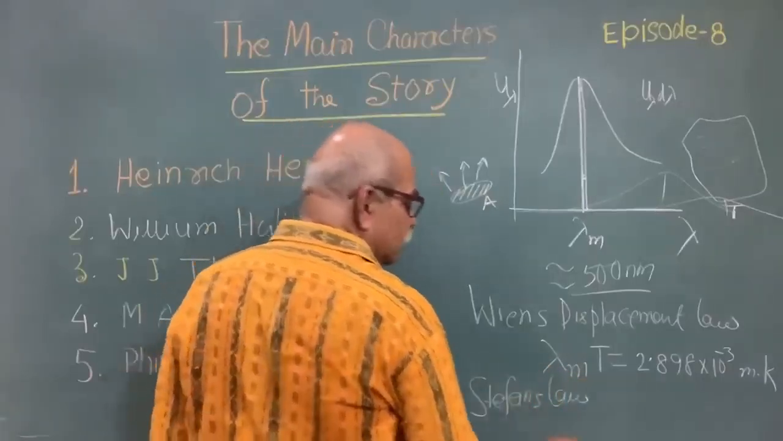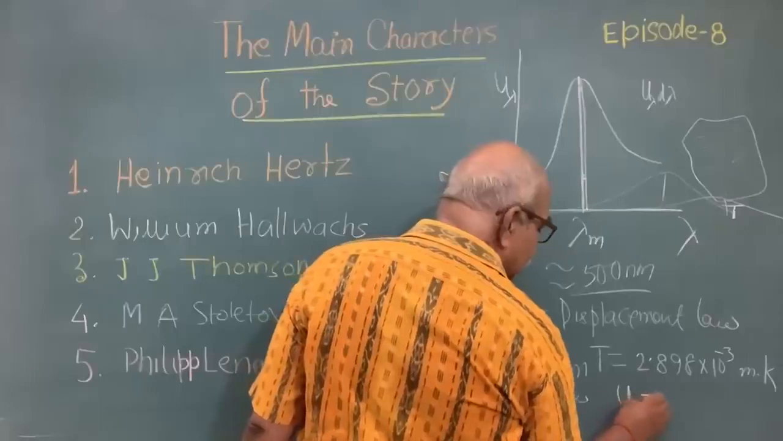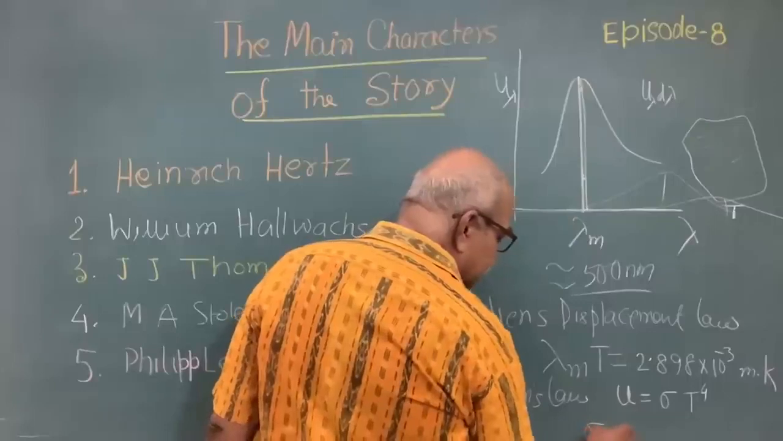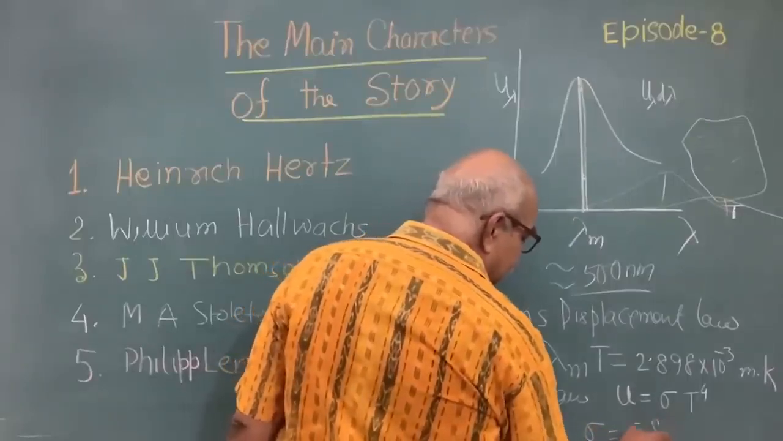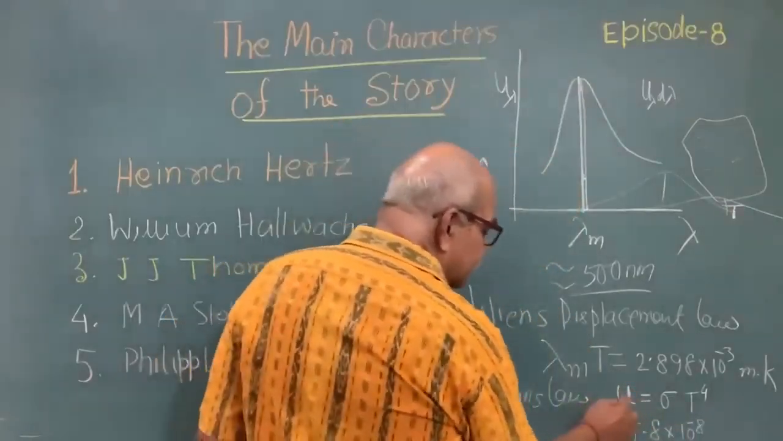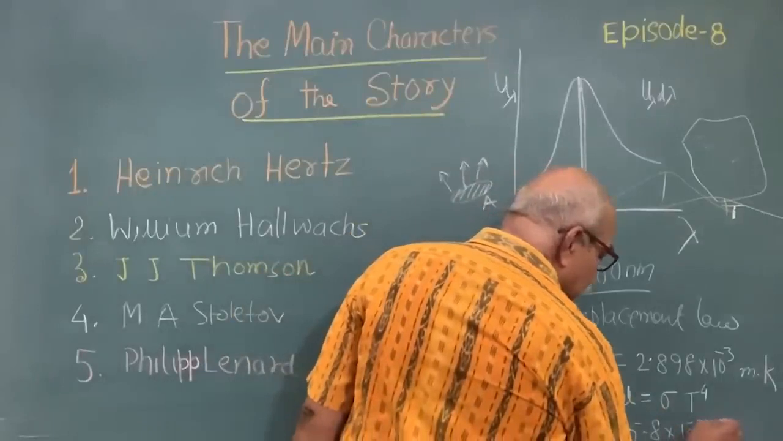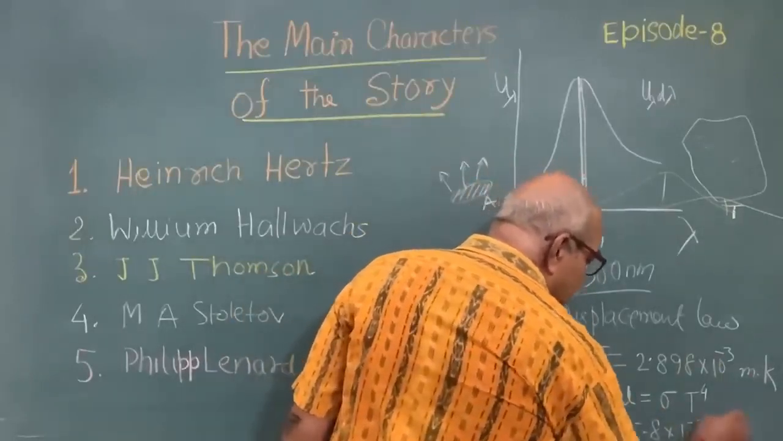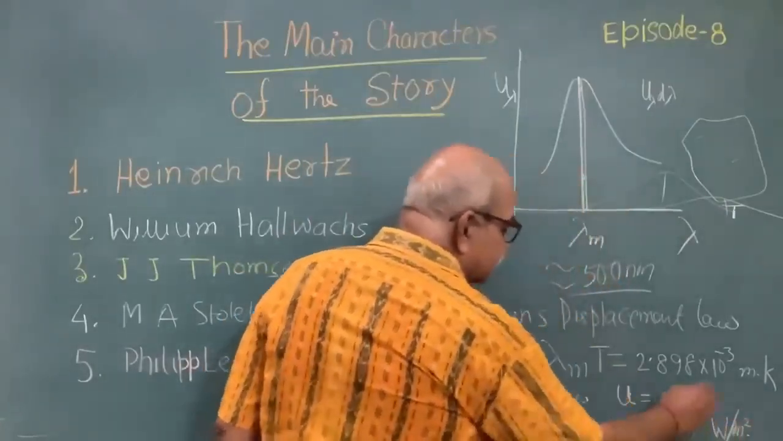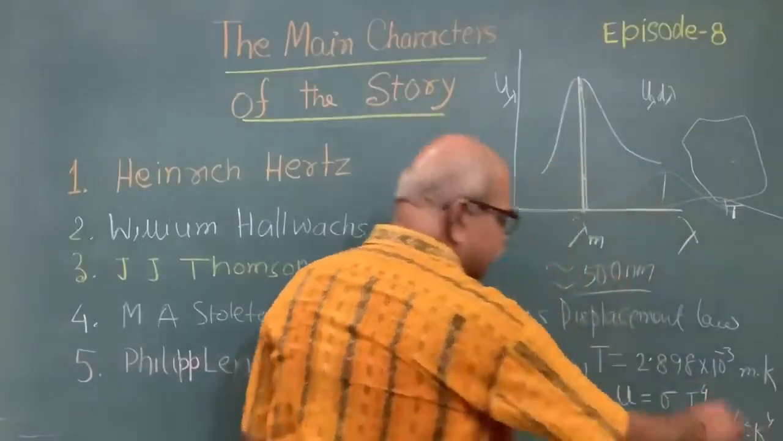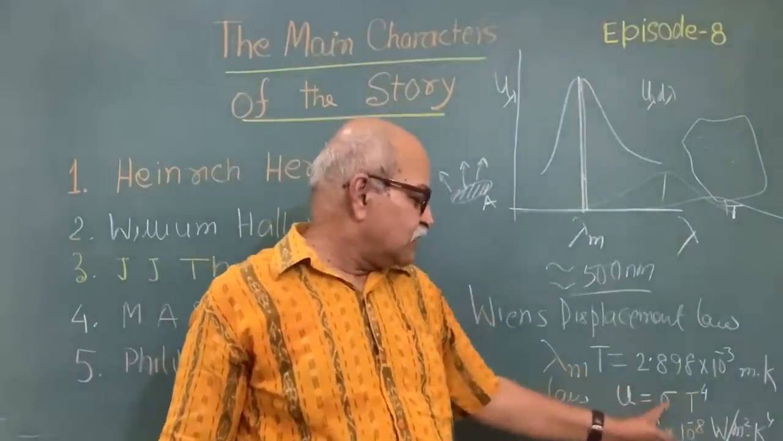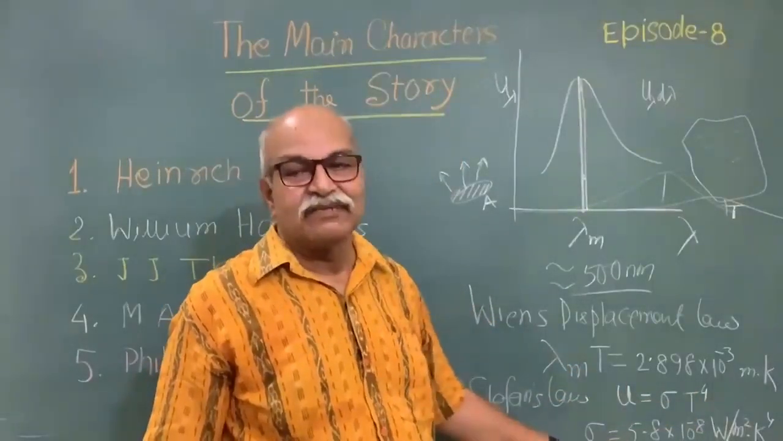Also experimentally known that U is equal to some constant sigma times T to the power 4. Sigma is equal to some 5.7 into 10 power minus 8, and the unit will be energy per unit area. So energy will be joule per second, that will be watt, per unit area. So meter square here, and temperature, so Kelvin to the power 4 here. SI unit, you just work out the SI unit of this and of this. So this is also a universal constant.